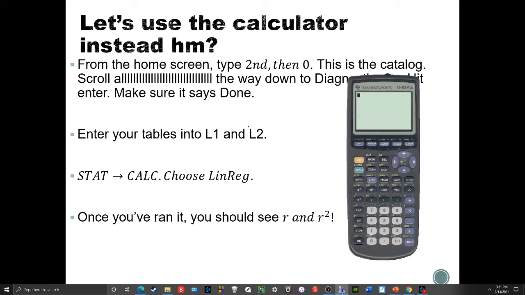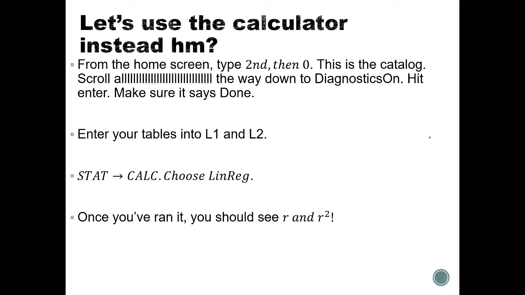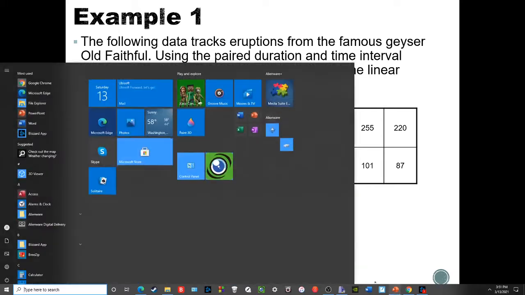So what you're going to do is enter your data into L1 and L2, our good old friends L1 and L2. You're going to calculate using the linear regression feature in your stat menu. And then once you've run it, you'll see both r and r squared. And we'll talk about what r squared means here in a second. So let's go ahead and do that on this data here rather than doing it by hand, yes?